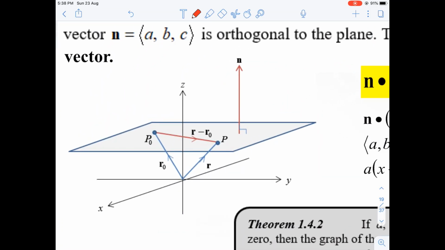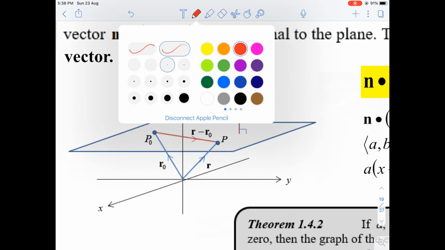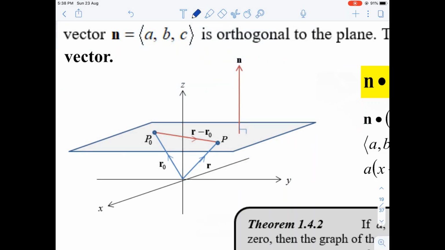This is our plane P. Previously in the equation of a line, we needed a parallel vector v, but in the case of the equation of a plane, we need to find the normal vector n. So this is the normal vector.